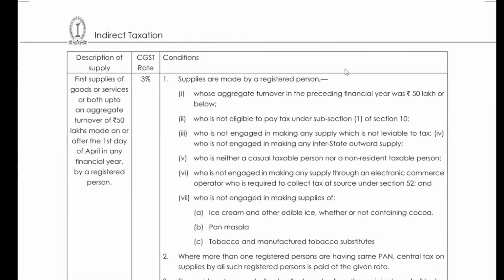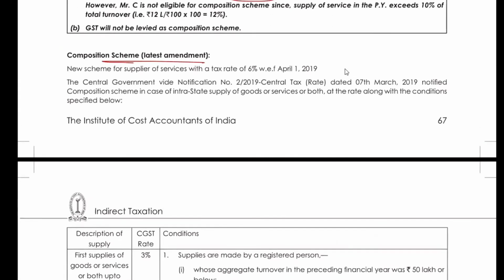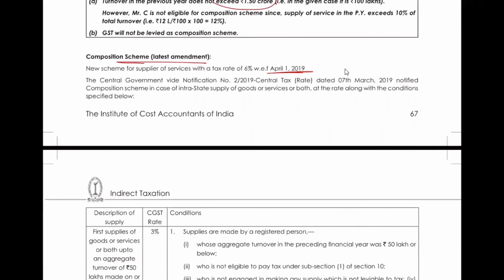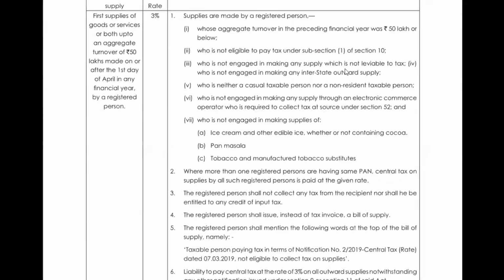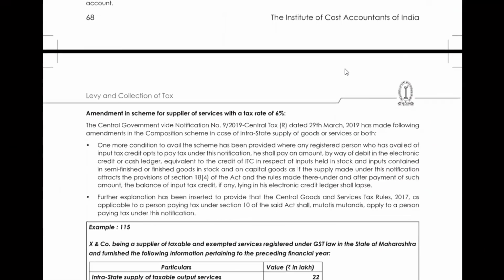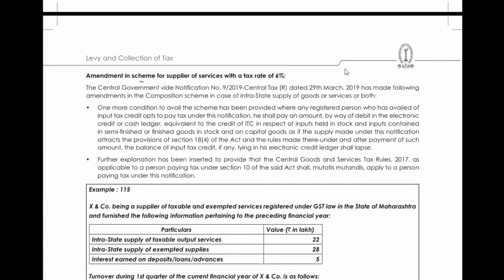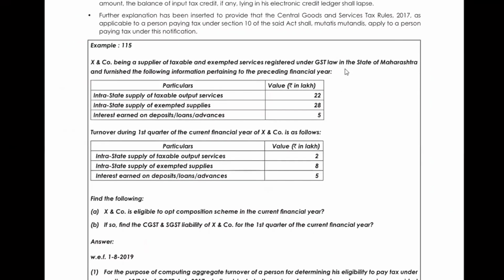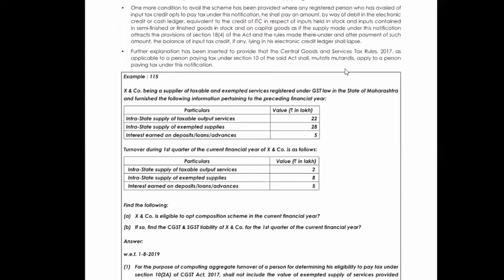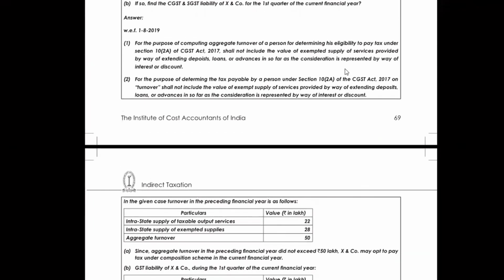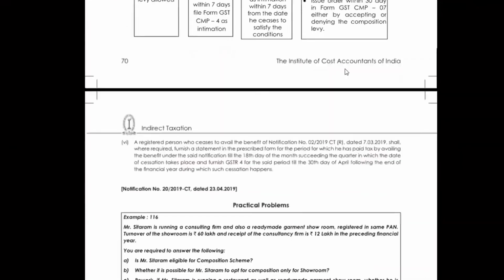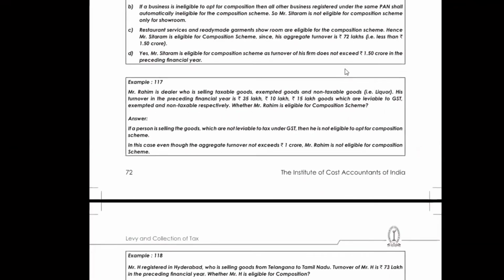Correct. This is the latest amendment with effect from 2019, and it has been 3-4 years since then. Now it is the latest amendment. Okay, because previously this notification, the 6% and 3% we talk about, for those who were opting for supply of services up to 50 lakh, the rate was different.